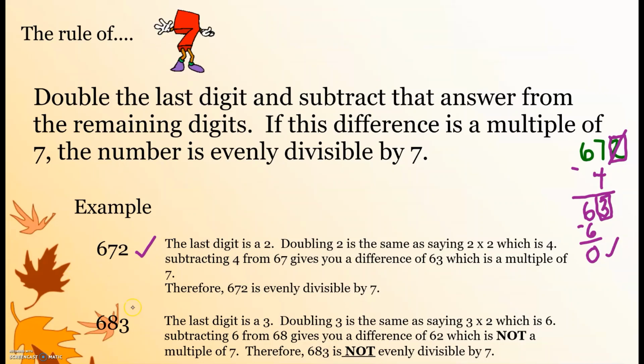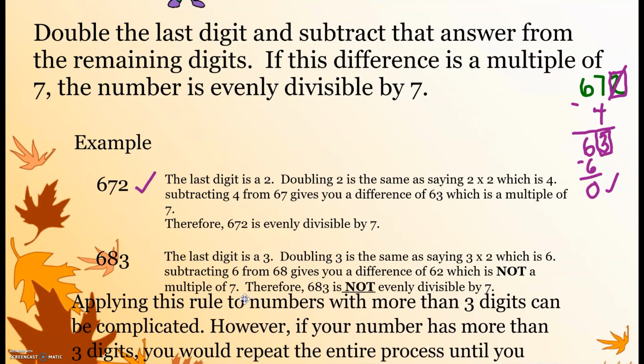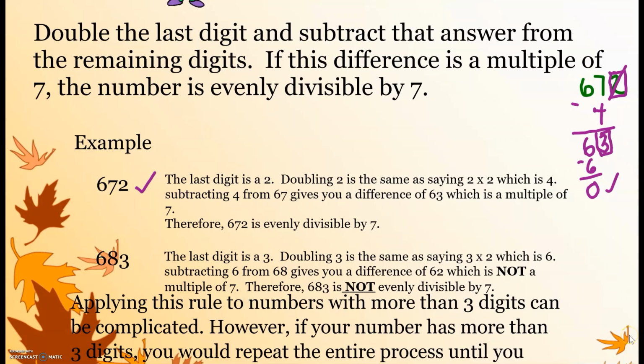I'm going to give you a different example because this will apply to all sorts of numbers. Over here it says applying this rule to numbers with more than 3 digits can be complicated. However, if your number has more than 3 digits, you just continue the process, repeat the process. So just like I repeated the process here, if you were unsure if 63 was a multiple of 7, I kept going. So you can keep going. If you get negative 7, that's divisible by 7. If you end up with 14 or 21, we know that's divisible by 7.